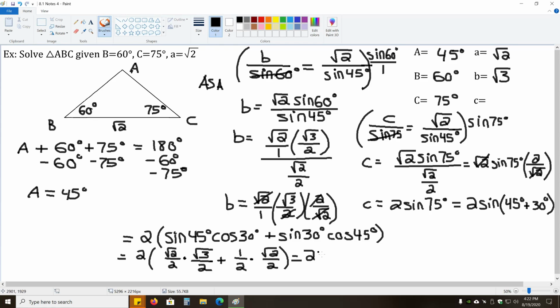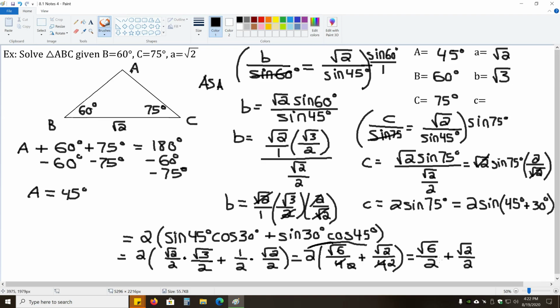We'll simplify to get 2 times square root of 2 times the square root of 3 is the square root of 6 over 2 times 2 is 4 plus 1 times the square root of 2 is the square root of 2 over 2 times 2 is 4. When we distribute the 2 to each term, it's going to cancel a factor of 2 from each denominator. So each of these 4's is going to simplify to become a 2, meaning we're going to get the square root of 6 over 2 plus the square root of 2 over 2.